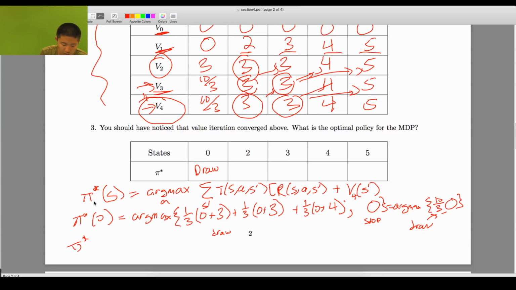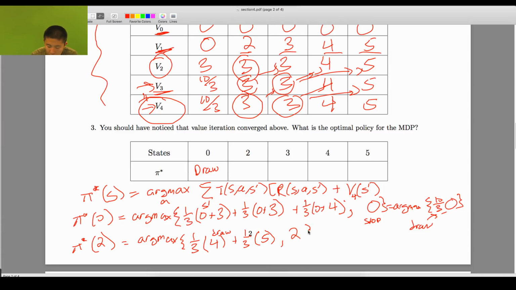Now for pi star of 2, we get the argmax of 1/3, and then one successor state. If you draw, you go to v4 of 4, which is 4, plus 1/3 v4 of 5, which is 5. And then if you stop, you get 2. So it'd be the argmax of 3 and 2, and so the optimal action is still to draw. So you draw here.